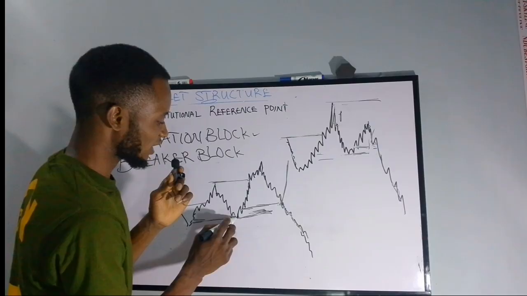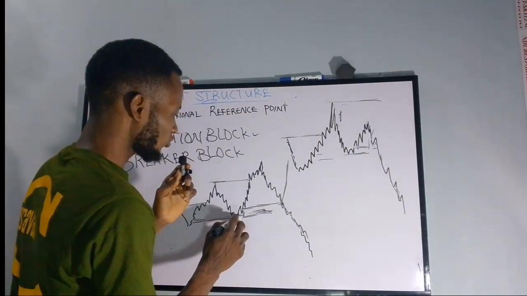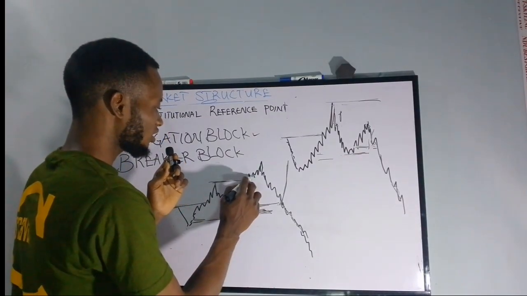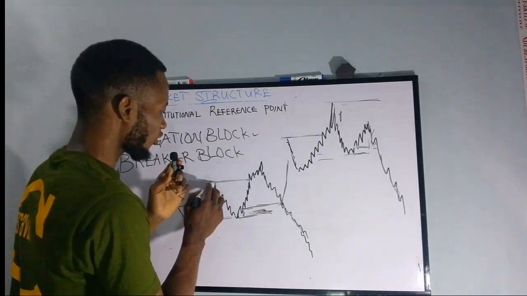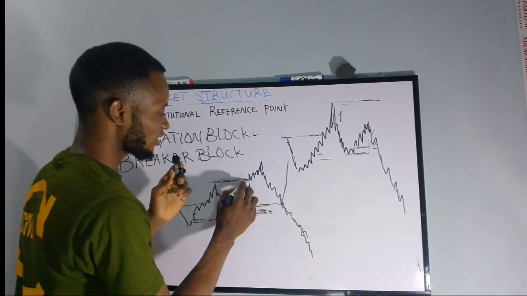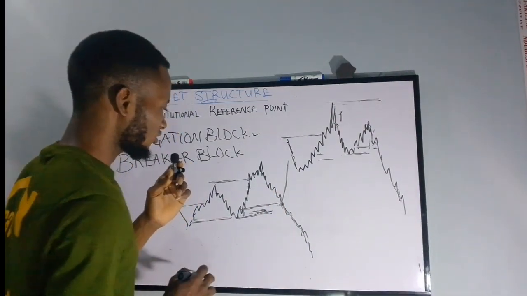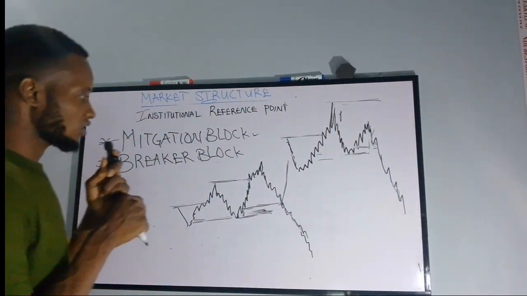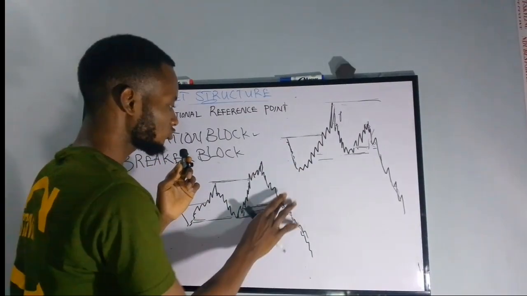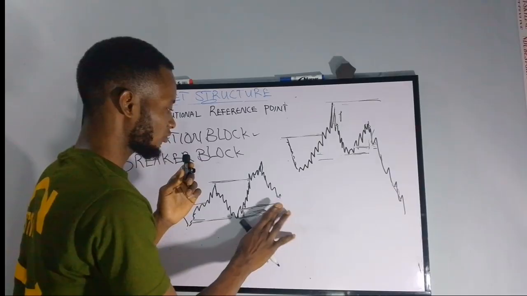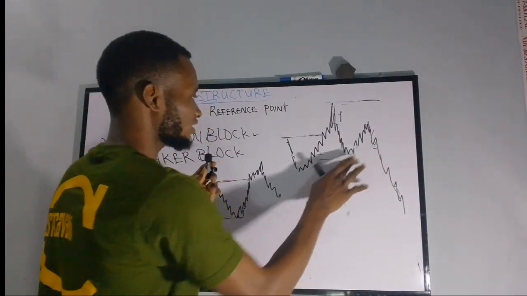So a breaker block is an order block that couldn't hold price. It was able to break structure. Yes, it was able to make price break the structure of the previous high or the previous low, and then couldn't hold price to break the next structure. That is what a breaker block is. So how do you take advantage of a breaker block? How do you take advantage of a breaker block? It is very, very easy.